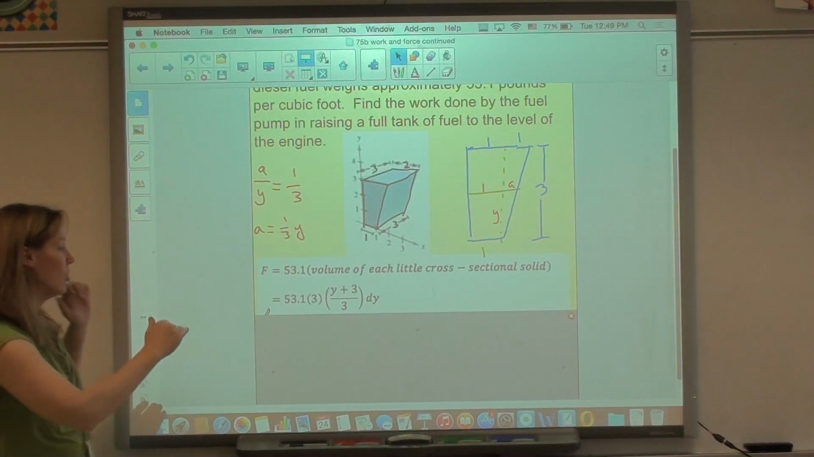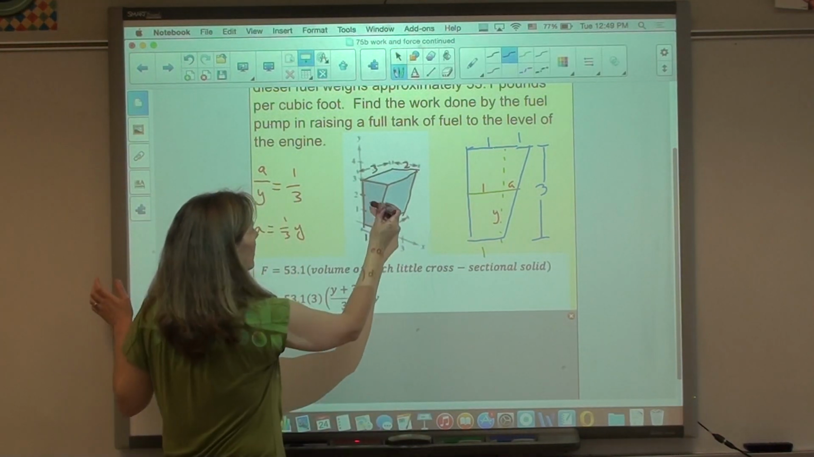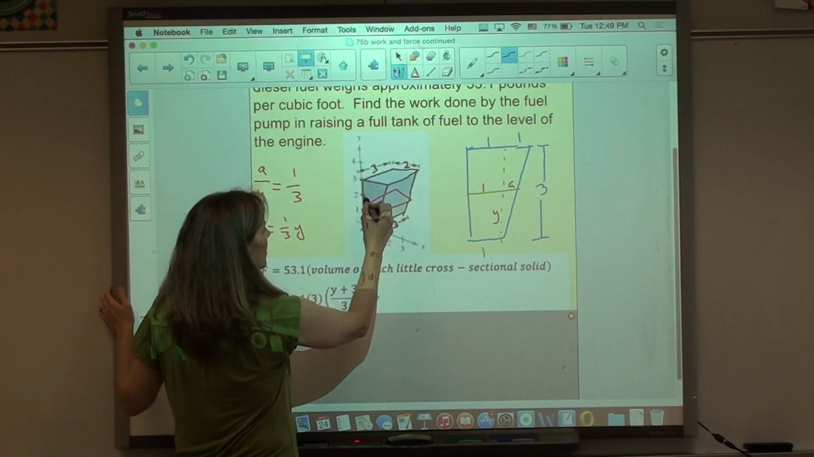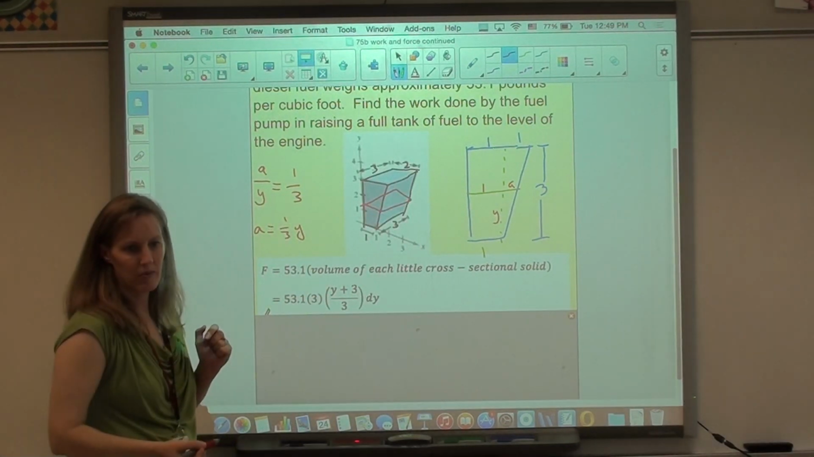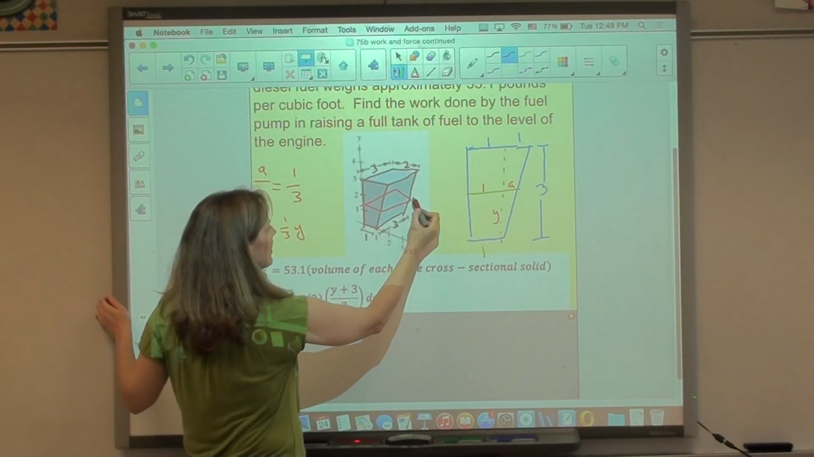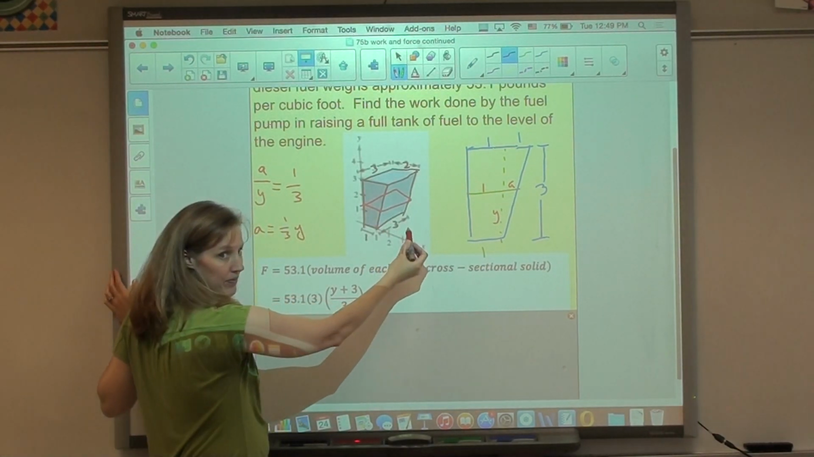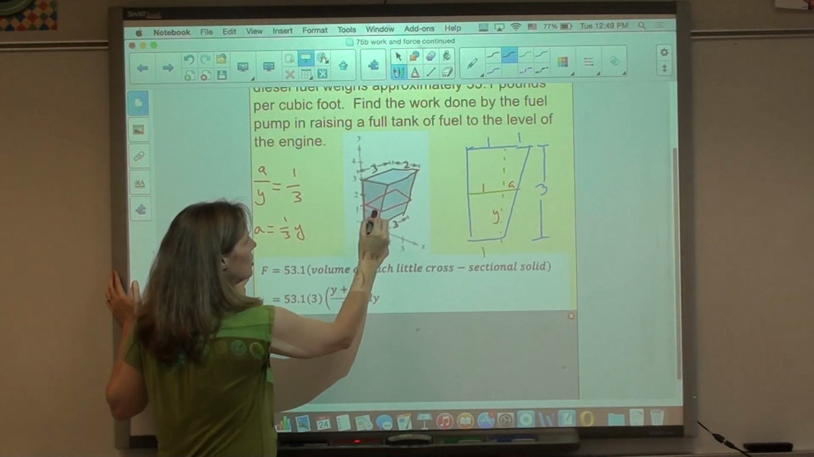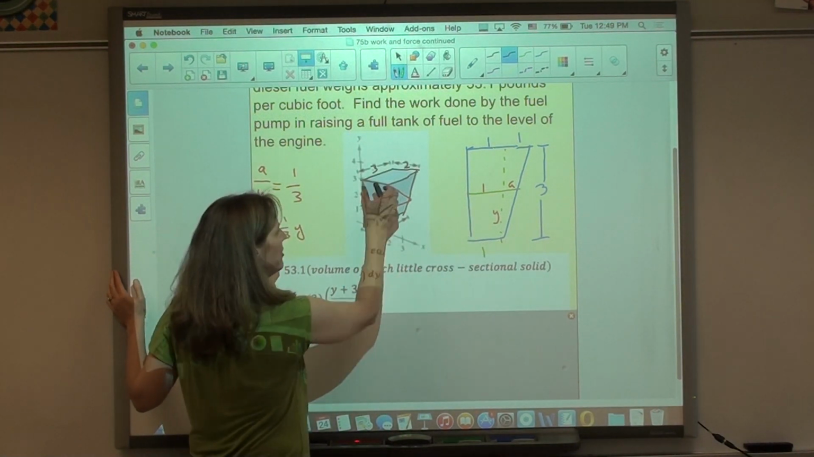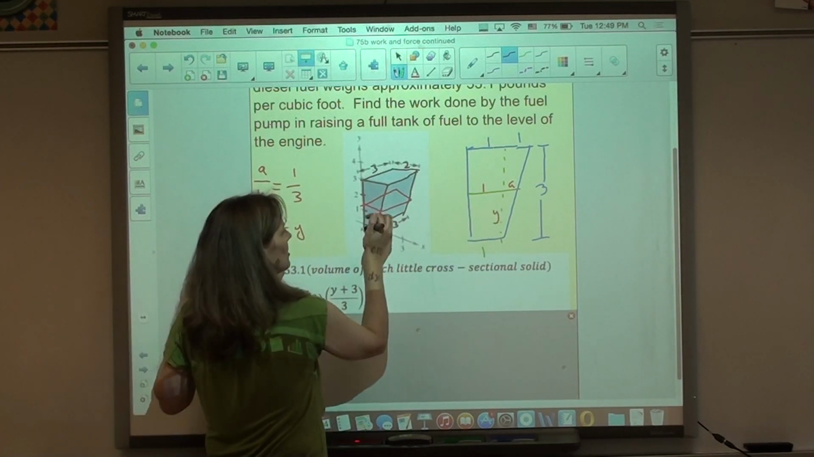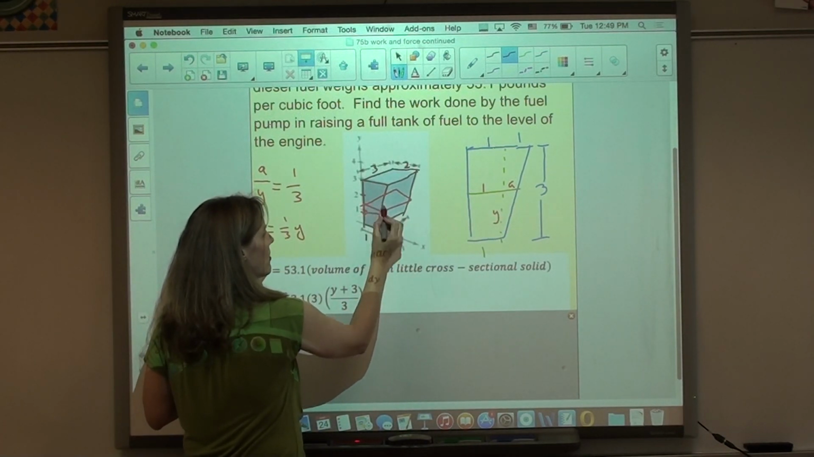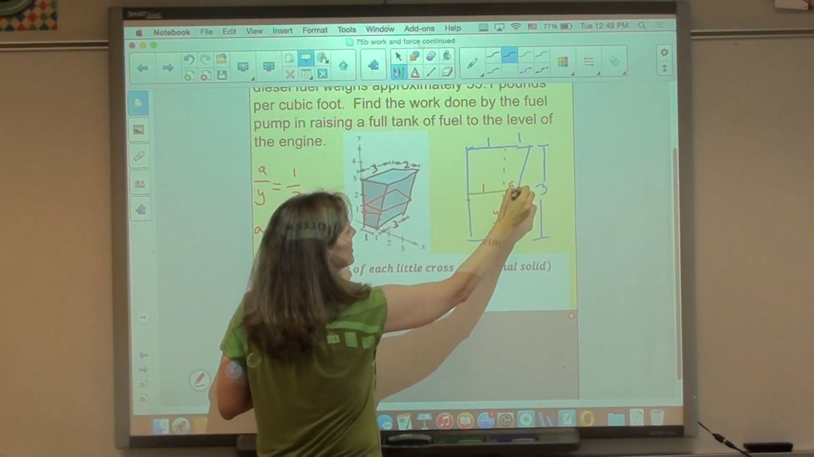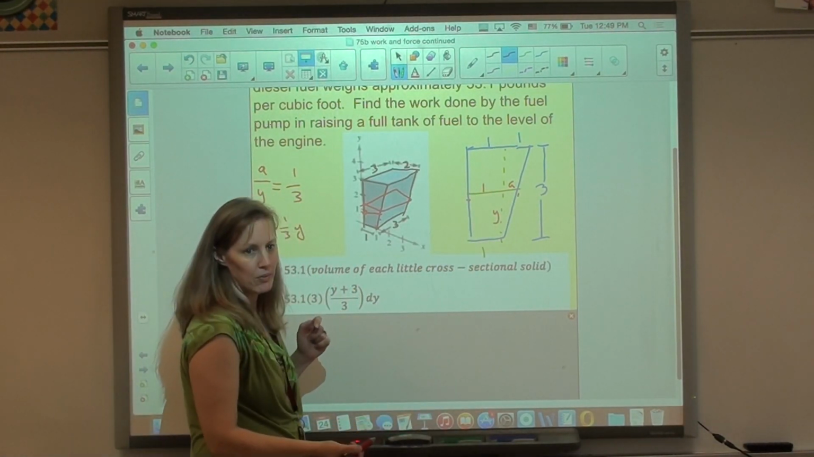Yeah, so the cross sections are these little rectangles, right? So this length is always 3. So we need to find this width. The width is going across this way. So I drew this trapezoid, because from here to here, each side of the trapezoid is the width of the rectangle. So we needed to find this distance for the width of our rectangle.